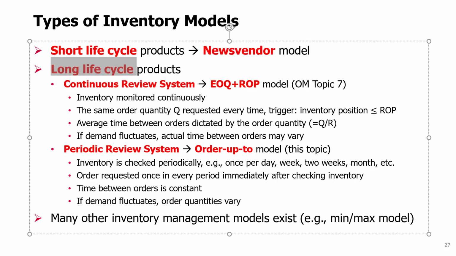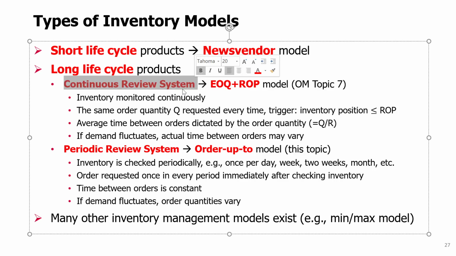When we have long life cycle products, we use either the EOQ ROP model or the order-up-to model, and it all depends on whether we have a continuous review system or a periodic review system. This model was part of the topic in the operations management course, topic 7. This model, of course, was covered in this topic.